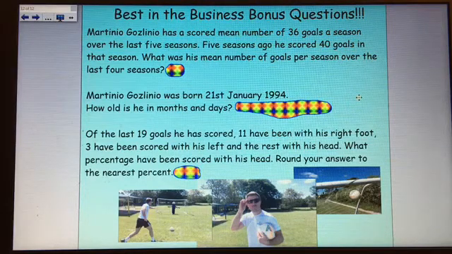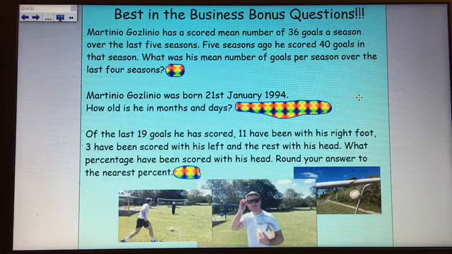Martino Gosling has scored a mean number of 36 goals a season over the last 5 seasons. 5 seasons ago, he scored 40 goals in that season. What was his mean number of goals per season over the last 4 seasons? Okay, so let's think about this. Over the last 5 seasons, he's scored a mean or average number of goals of 36 a season. So if we multiply that by 5, we should be able to work out that he scored 180 goals in the last 5 seasons.